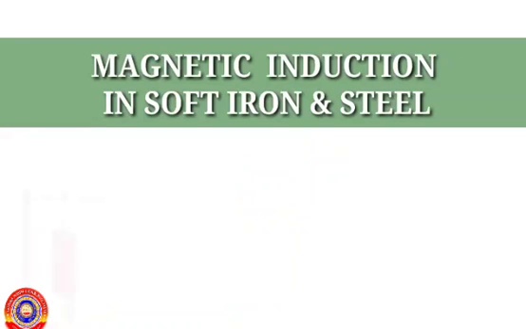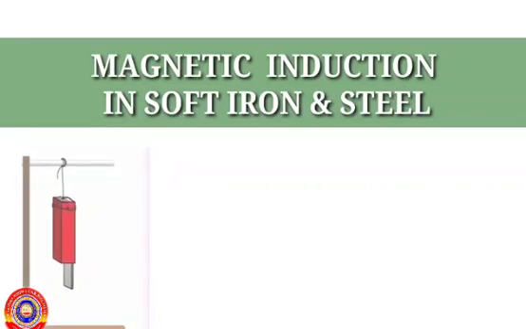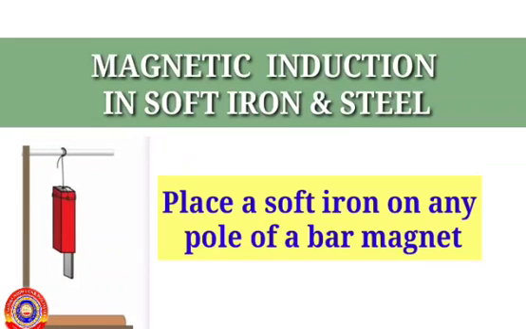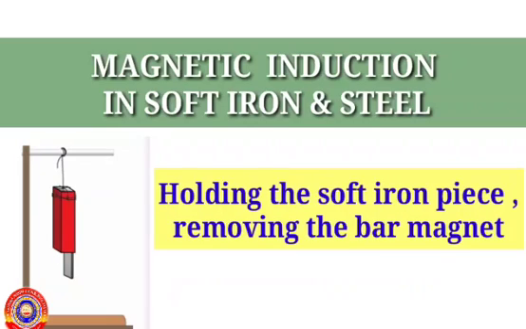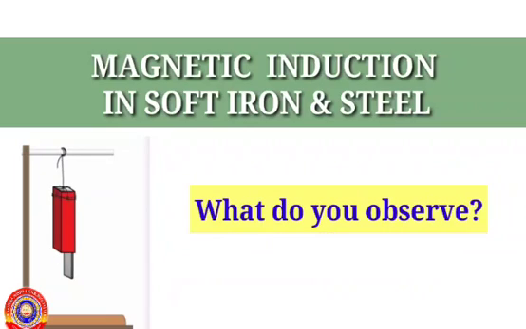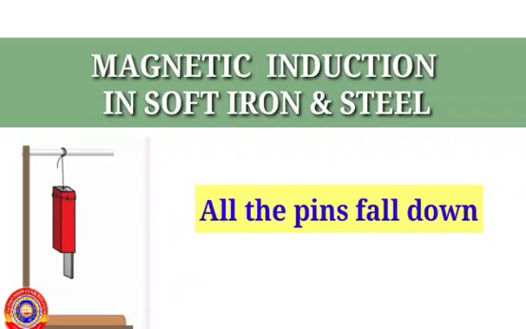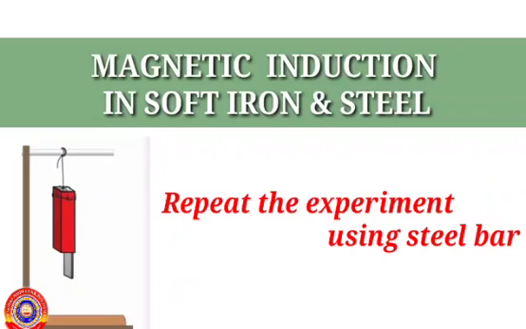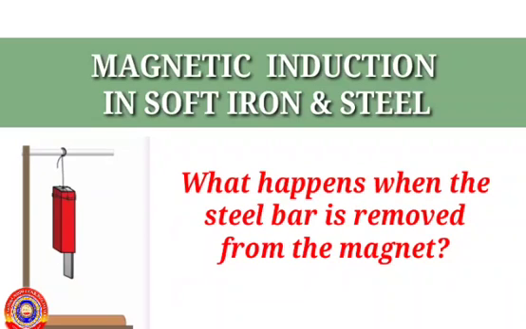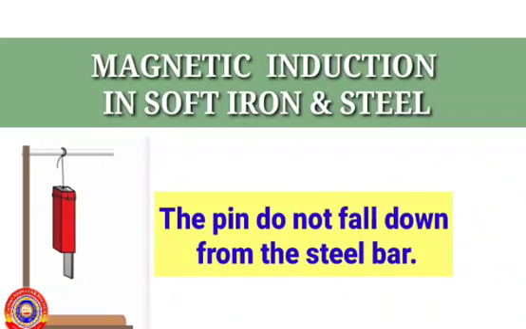Next, we are going to see magnetic induction in soft iron and steel. Place a soft iron on any pole of a bar magnet as shown here. Truss the free end of the iron piece in a heap of pins and take it out. Holding the soft iron piece, remove the bar magnet. What do you observe? Yes, all the pins fall down. Repeat the experiment using a steel bar and observe what happens when the steel bar is removed from the magnet. Yes, the pins do not fall down from the steel bar.